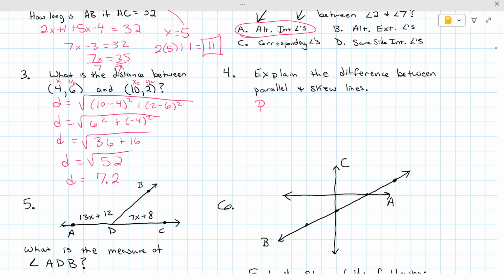So the difference is parallel lines are in the same plane. Skew lines are in different planes. Okay, that's the difference. You need to know coplanar or non-coplanar. You might see that on the test.